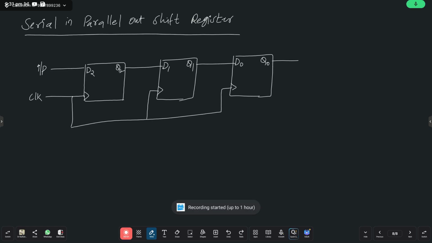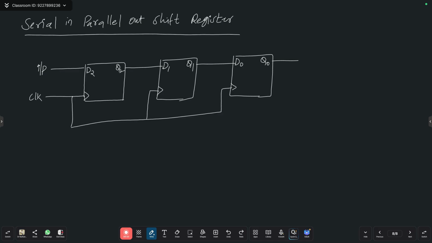Now we are going to learn in the register, shift register, left side and right side transmitters you understood. Now, serial in, parallel out shift register. Serial in means serial input, parallel output.